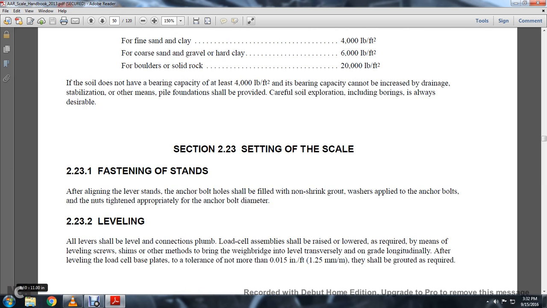Section 223, Setting of the scale. 223.1, Setting of the sands. Aligning the lever stands, the anchor bolts that hold the sand are filled with non-shrinking grout. Washers are applied with the anchor bolts. Nuts are tightened appropriately for the anchor bolt diameter.